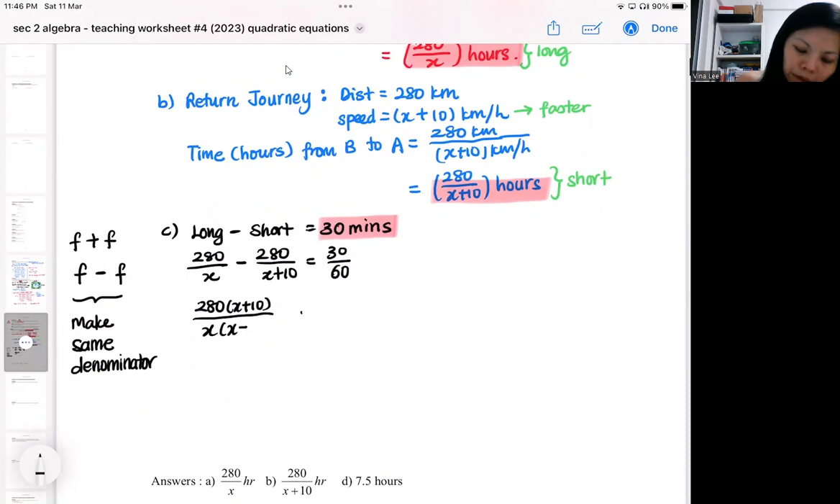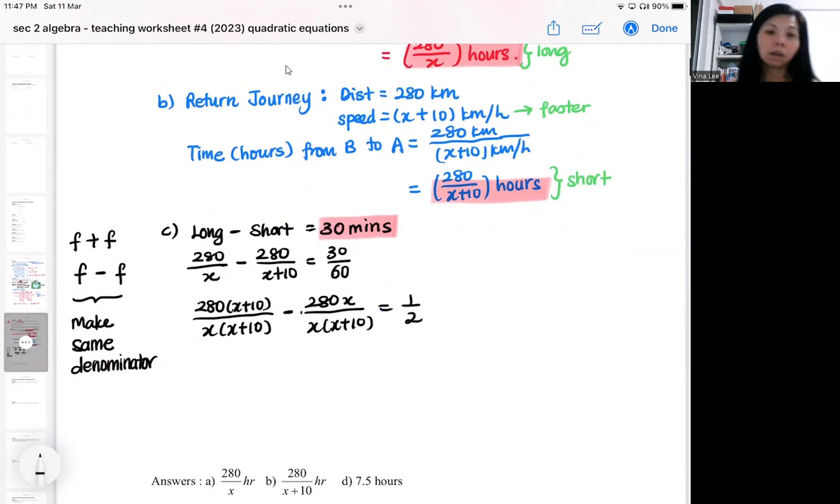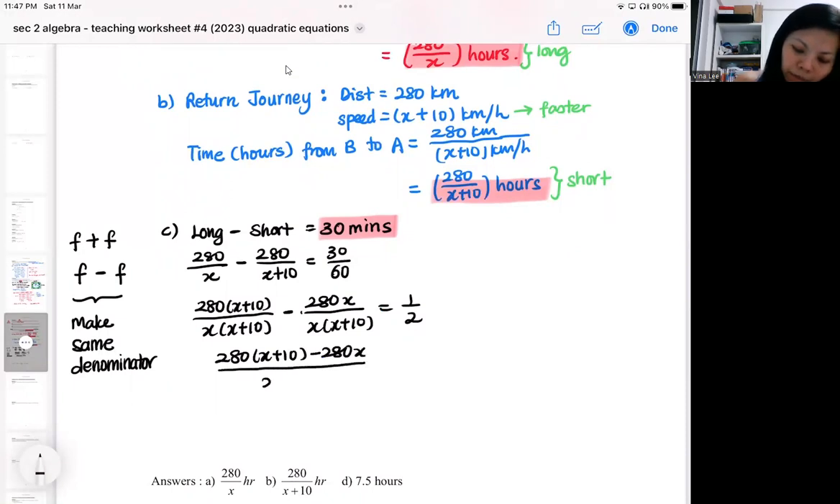So I multiply x plus 10 to the first one. I multiply x to the second fraction. And that is half an hour. So my usual approach is, after I got the same denominator, I make it into a single fraction, and then I go for cross multiply.